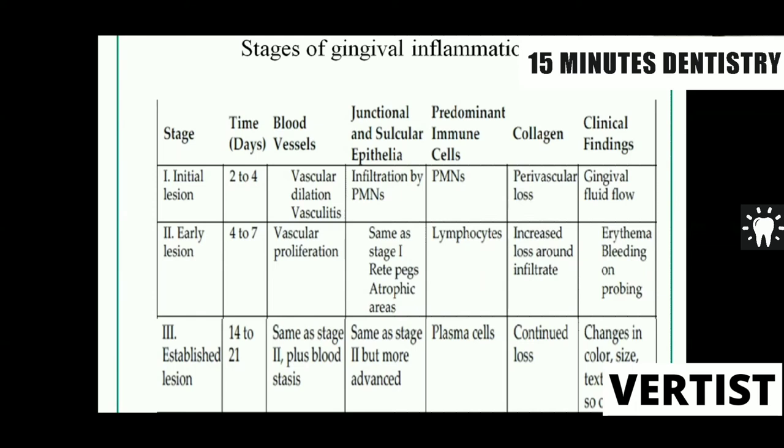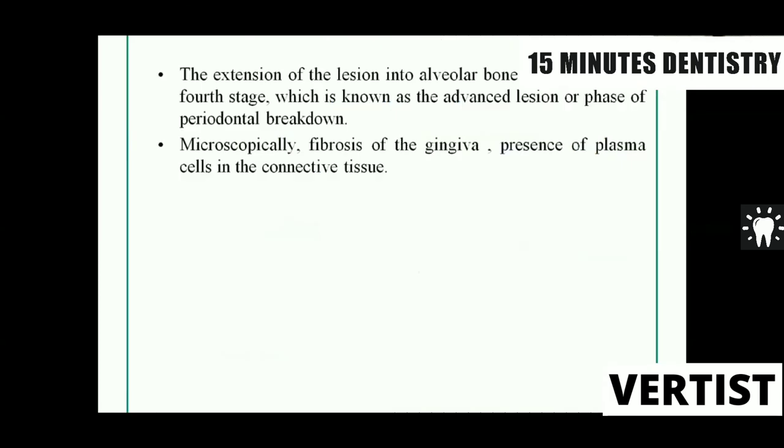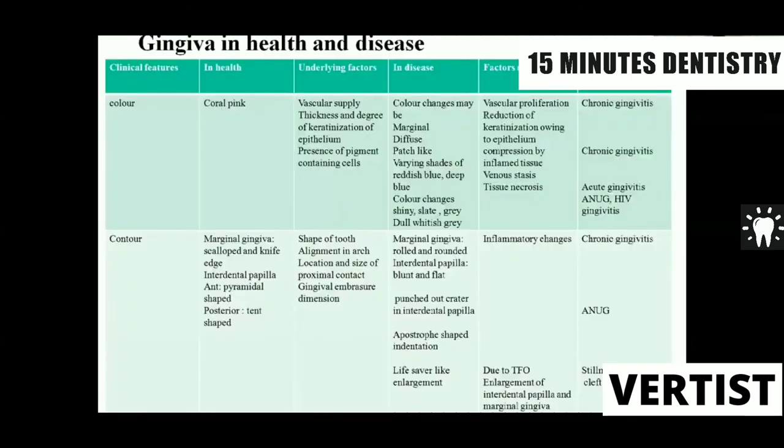Color, size, texture of the gingiva. Now, if this lesion is untreated and whenever there is an involvement of the underlying alveolar bone, it leads to the advanced lesion. Microscopically, you can see the fibrosis of the gingiva and presence of the plasma cells in the connective tissue. Now, my dear students, this table is useful to you whenever you are recording case history in the practical examinations. This table shows the gingiva in health and disease.